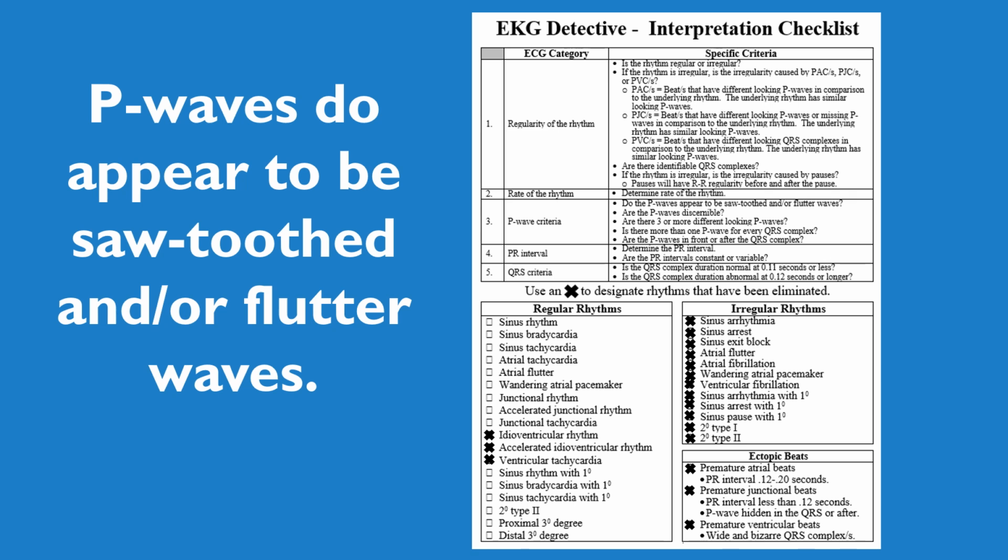And wrapping up with our checklist, since we do have those P waves that are sawtooth and/or flutter waves, we can get rid of everything on the regular side, which is going to be all of the rhythms, except for the atrial flutter that we've been dealing with.